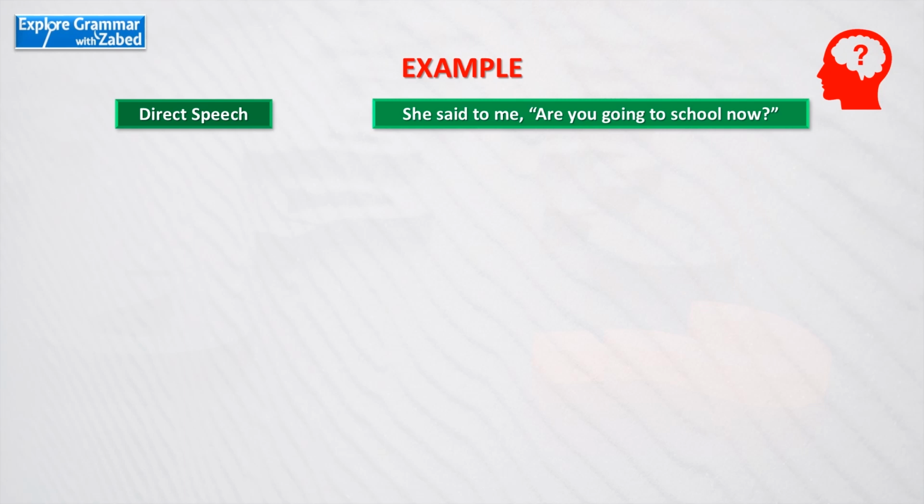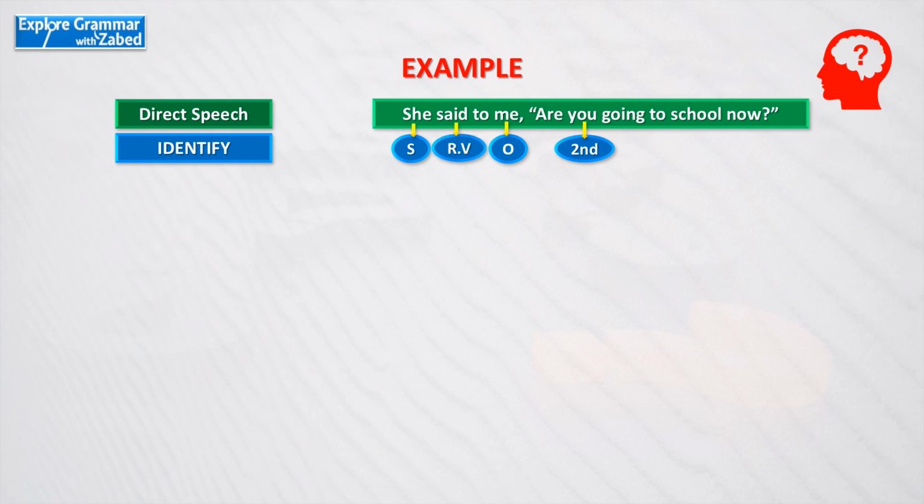Let's understand the application of different steps with an example. She said to me, "Are you going to school now?" Step number 1 is to identify. Here, she is the subject, me is the object, you is an example of second person pronoun, and said is the reporting verb.